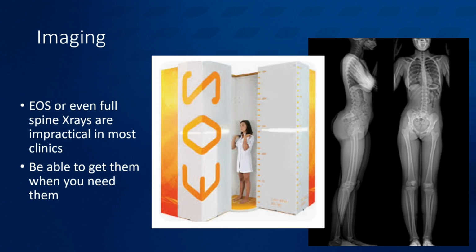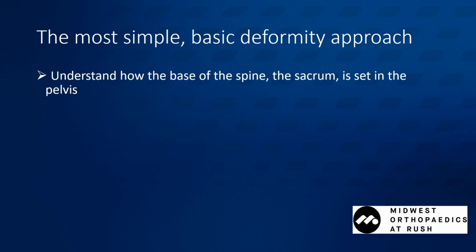So imaging in the clinic, I think it's impractical. We have EOS. I have to send a patient across the street to the main Rush hospital from our office to get it. I think in most clinics it's pretty impractical to get full-length films on everybody. Some folks in this room may do that efficiently. I don't really think it's necessary, but I think you should have a protocol to be able to get these studies when you need them. But I think something that makes a little bit more sense to me is a really basic approach to understanding deformity principles in everybody.